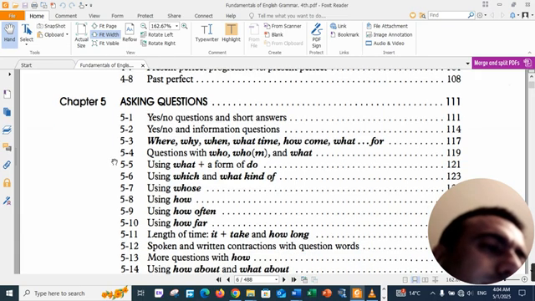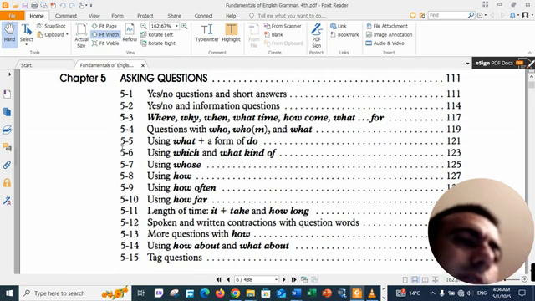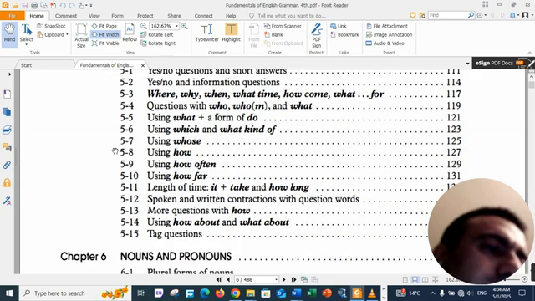5-1, yes or no questions and short answers. 5-2, yes or no and information questions. 5-3, where, why, when, what time, how, come, what, for. 5-4, questions with who, whom and what. 5-5, using what plus a form of do. 5-6, using which and what kind of.